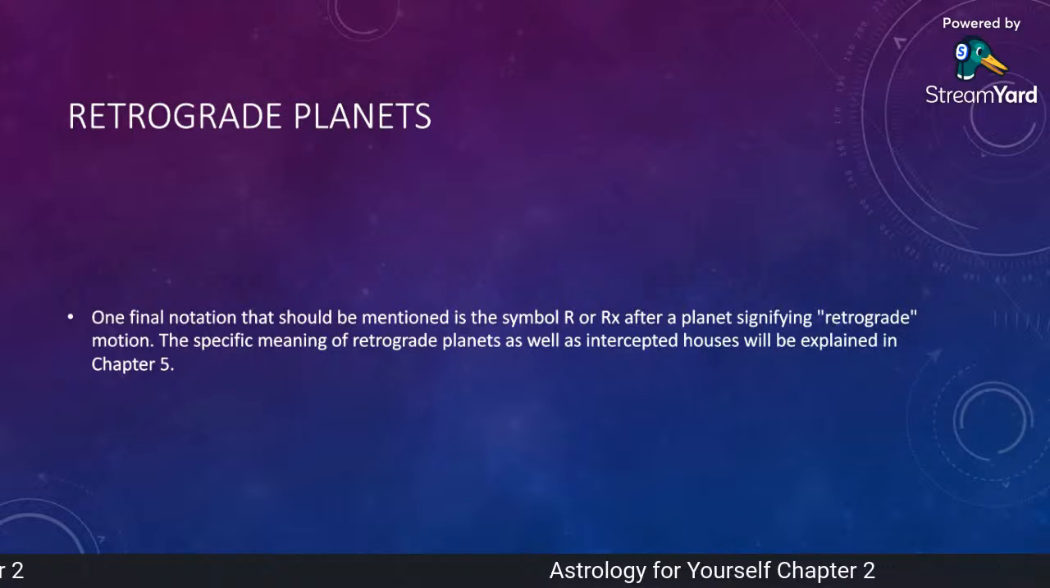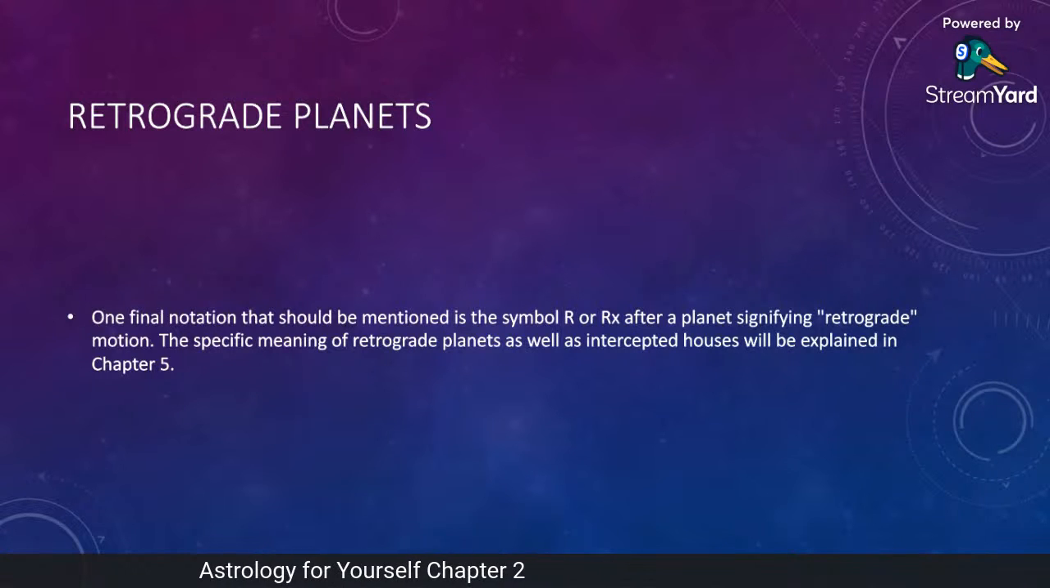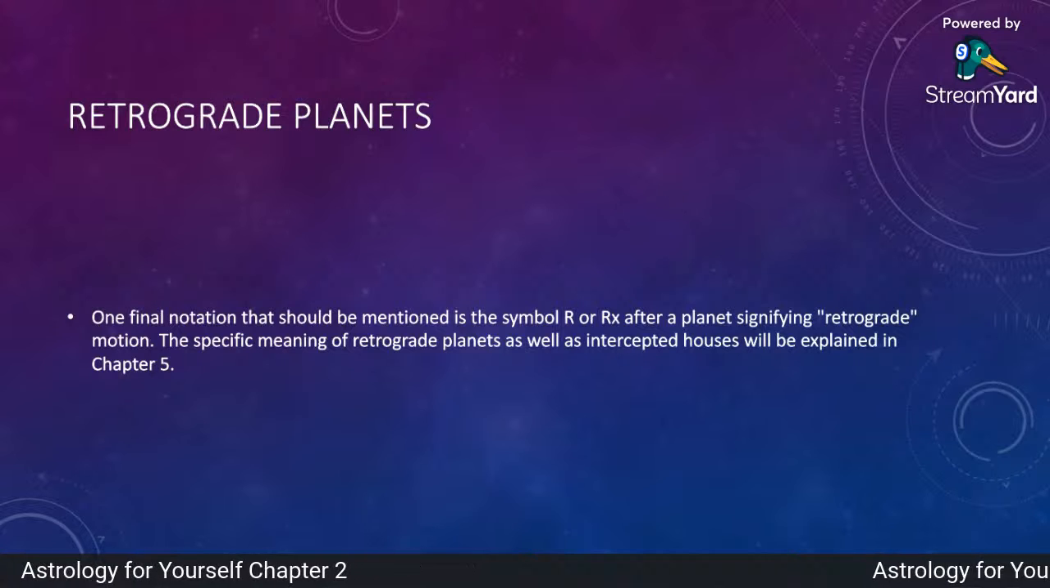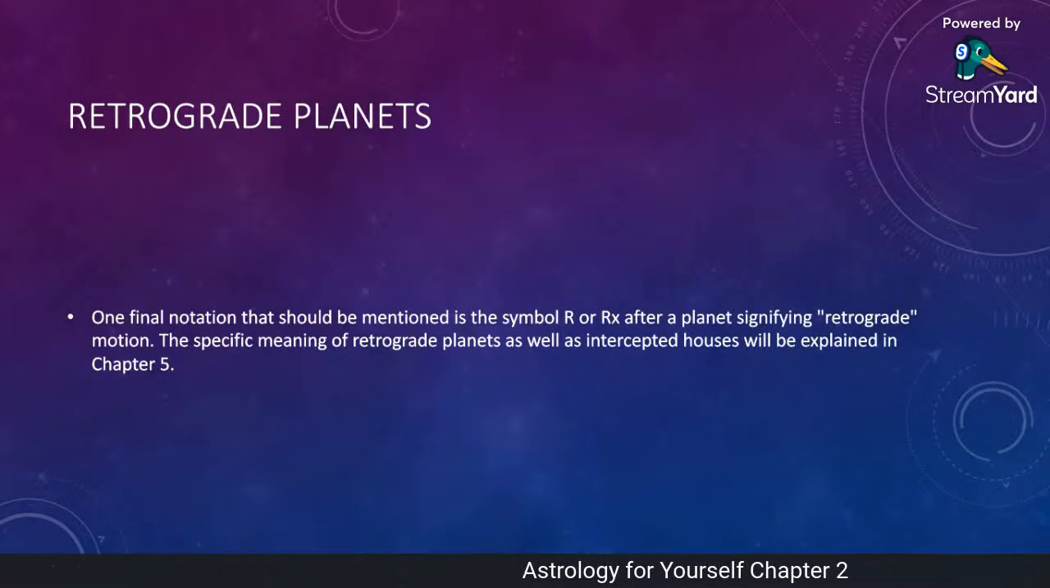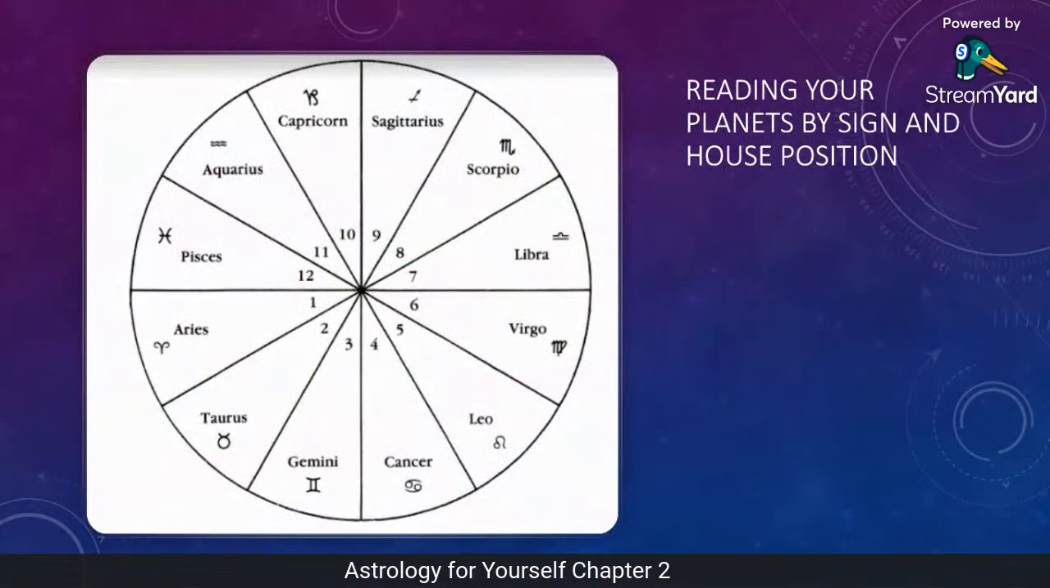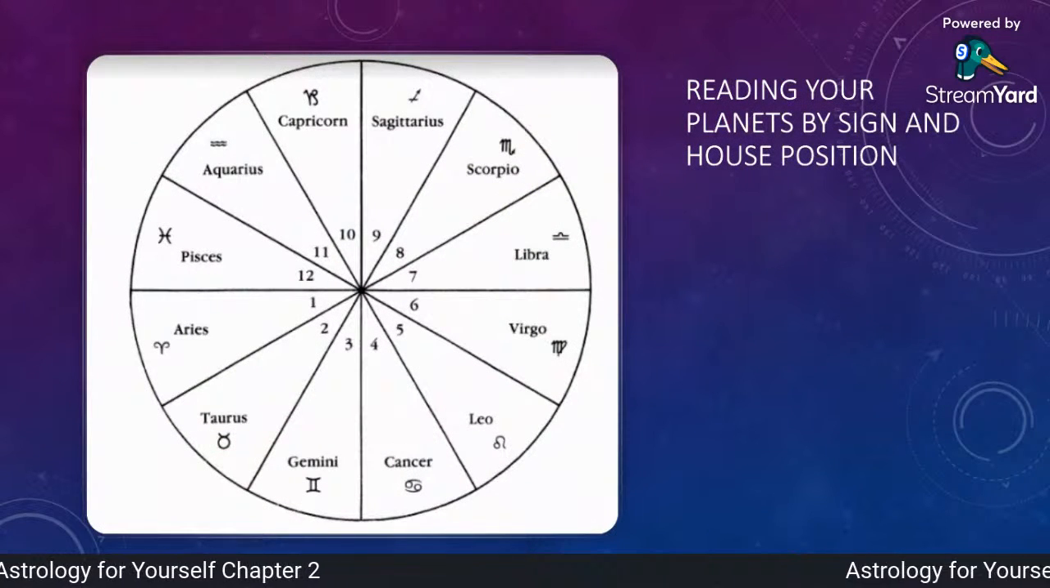You should now have a brief overview of the structure of a birth chart. Each birth chart is like a snowflake. No two are alike. Now let's take a look at the unique snowflake that is you. Reading your planets by sign and house position.